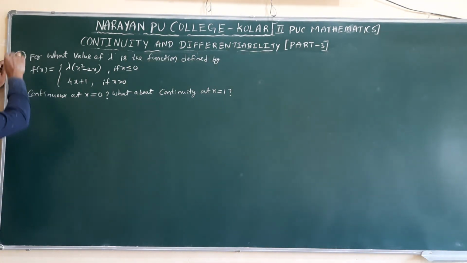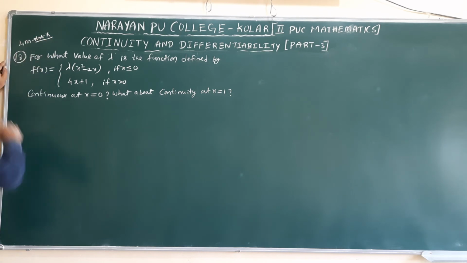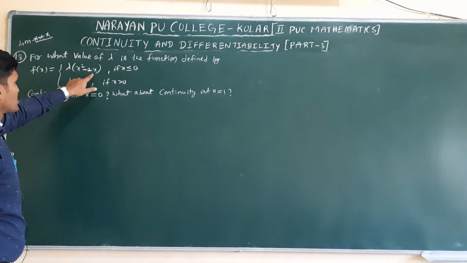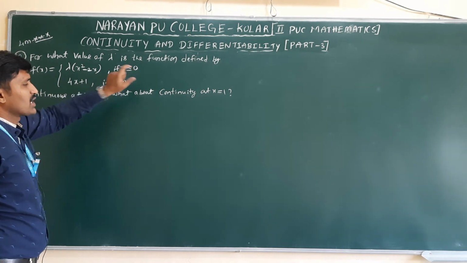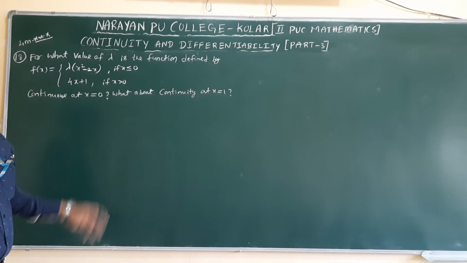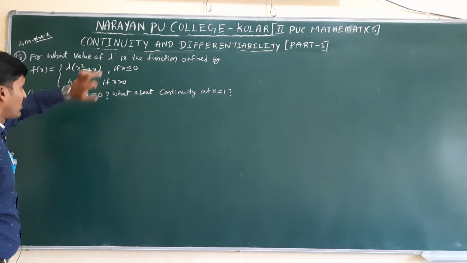18th question. This is also a previous year question. They asked it in the supplementary exam. For what value of lambda is the function defined by f of x equal to lambda into x square minus 2x if x is less than or equal to 0, 4x plus 1 if x is greater than 0, continuous? Here we need to check continuity at 0 for what value of lambda.